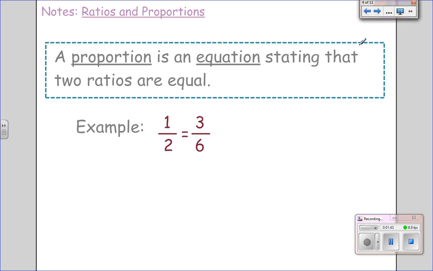Now, a proportion is an equation stating that two ratios are equal. So we're going to take two ratios and put an equal sign between them. For example, 1/2 is equal to 3 over 6. If you reduce 3 over 6, you'll see it's equal to 1/2.